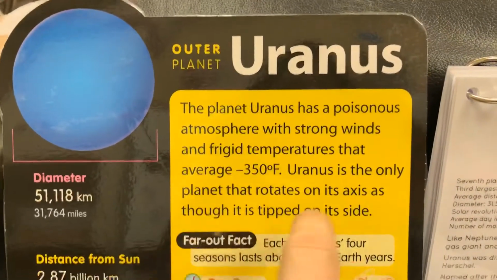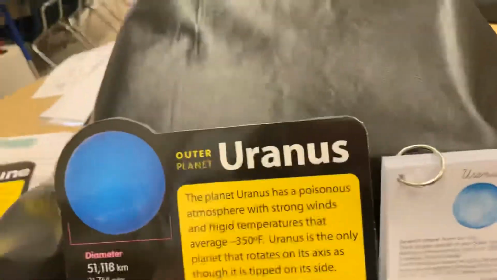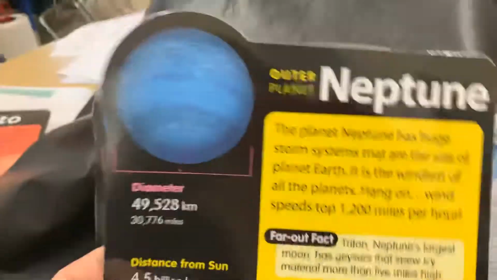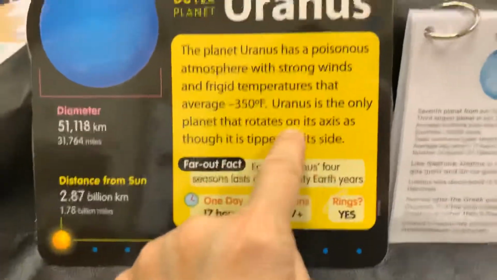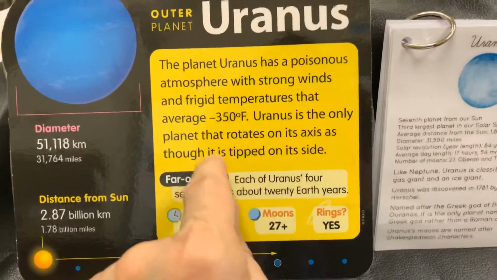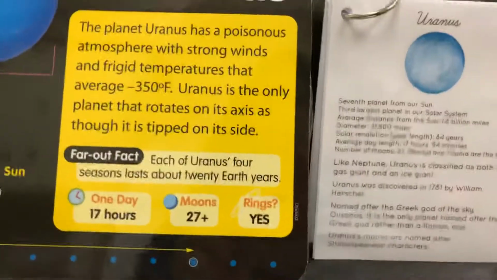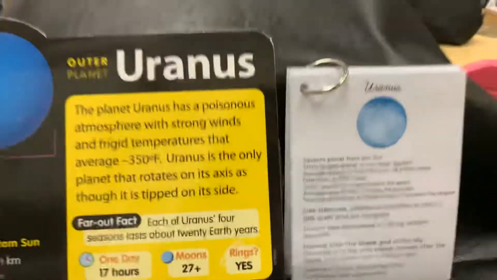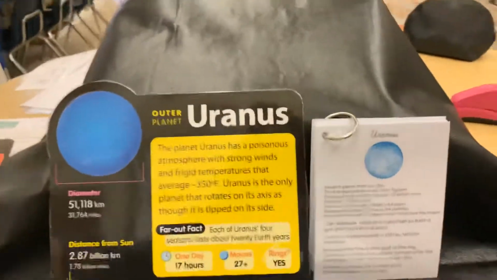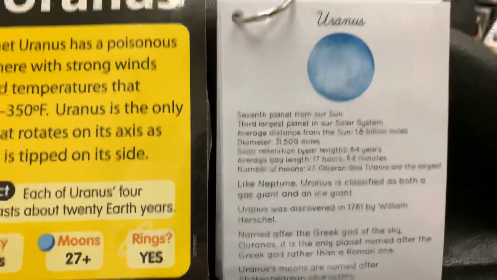Uranus is the, oh my gosh, I skipped. We were supposed to do Neptune first. Goodness, blooper video. But yes, I was like, so Uranus is the only planet that rotates on its axis on its side. Tipped on its side. Oh my goodness, look at that. So Uranus, we skipped a planet. I'm going to have to go back to Neptune. There might be some interesting facts on this fact card.